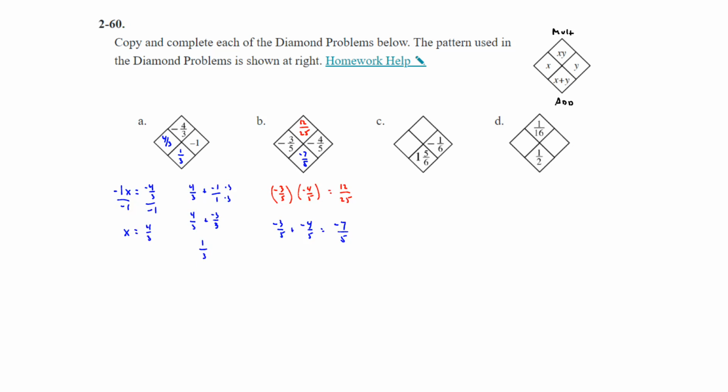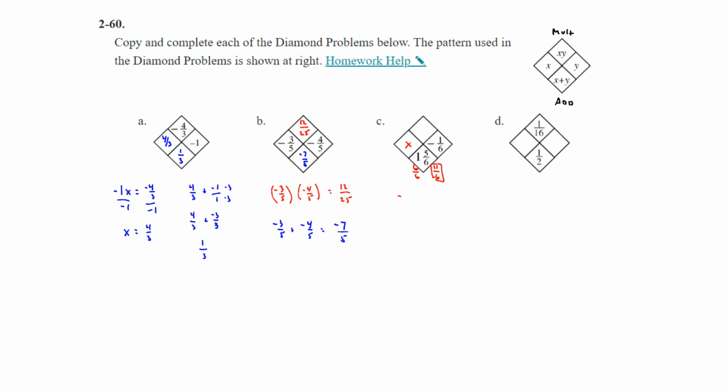All right, C, now we're given the sum of a number and negative 1/6 to get 1 and 5/6. So I'm going to change the 1 and 5/6 to improper. So 1 is 6 out of 6. So if you add that to 5/6, that will give you a total of 11/6. So here's the number for the bottom.